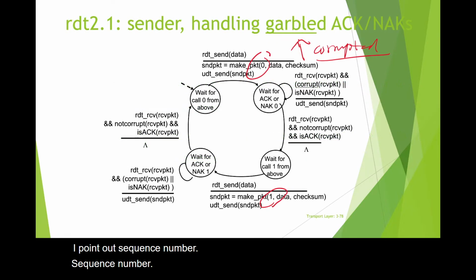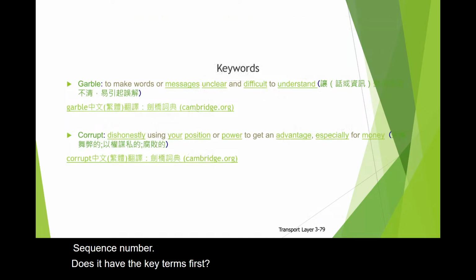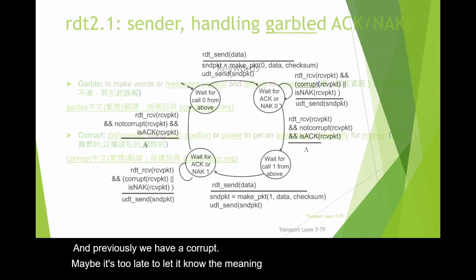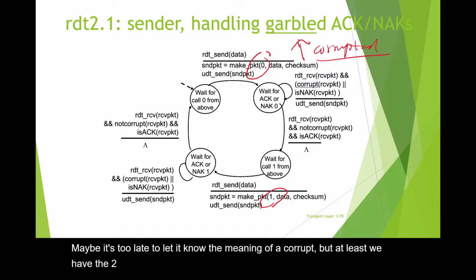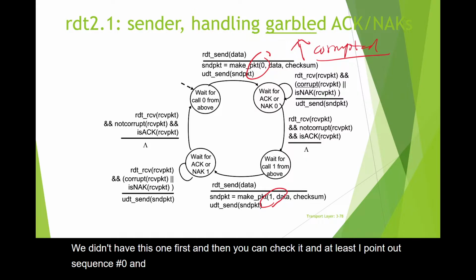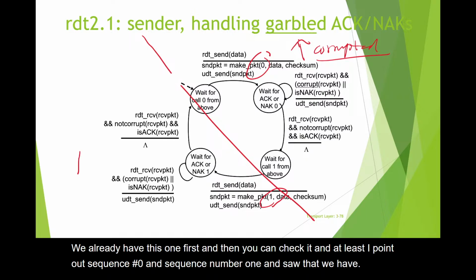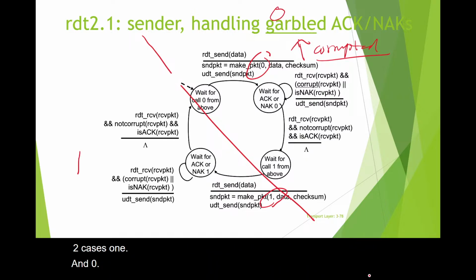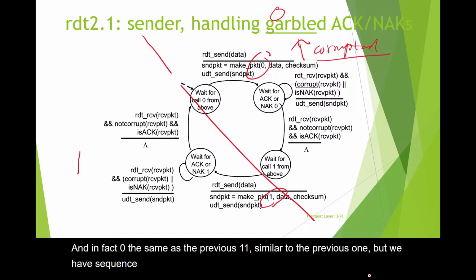Let us have the key terms first. Garble. And previously, we have corrupt. Maybe it's too late to explain the meaning of corrupt, but at least we have the two meanings. You can check it later. And at least I point out sequence number 0 and sequence number 1, so that we have two cases, 1 and 0. In fact, 0 is the same as the previous one, and 1 is similar to the previous one, but we have sequence number 0 and sequence number 1.